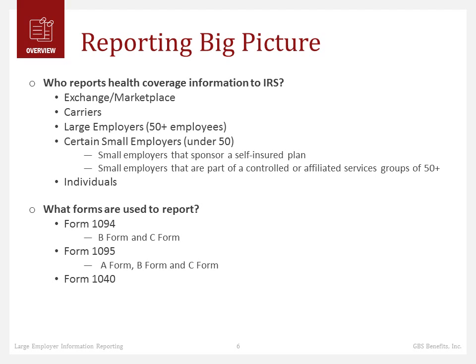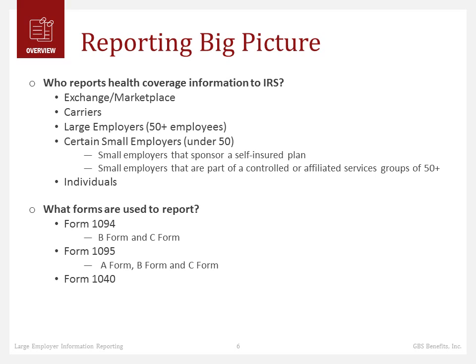What are the forms that are used to report? Well, we have a few different forms. We've got Form 1094, but if you'll notice carefully, there is a 1094-B form and a 1094-C form. So you need to pay attention to what letter is attached to the end of that 1094. There's also a 1095 form, and there's a 1095-A, a 1095-B, and a 1095-C. And then, of course, there's the Form 1040.